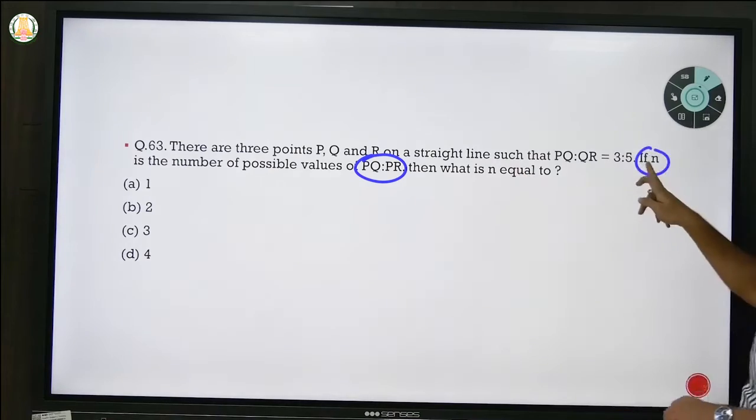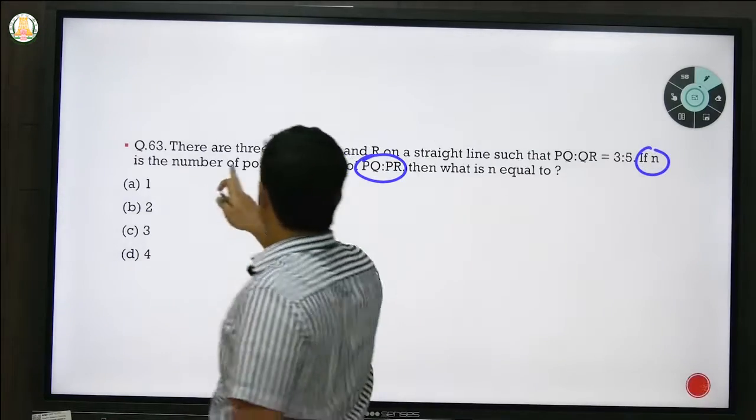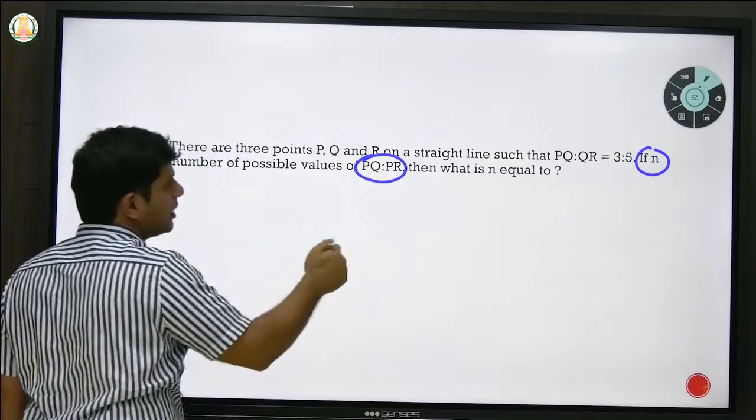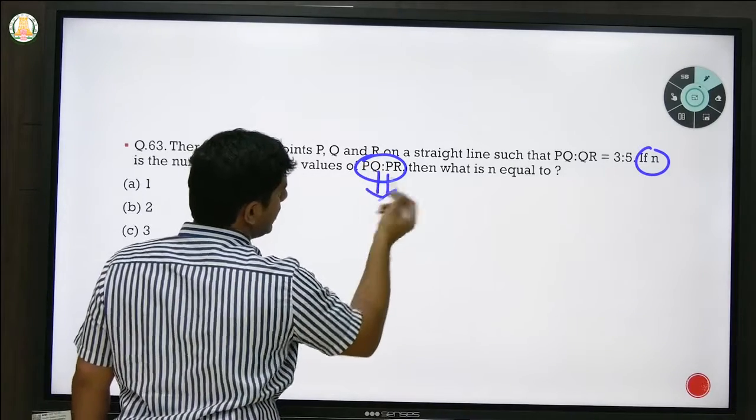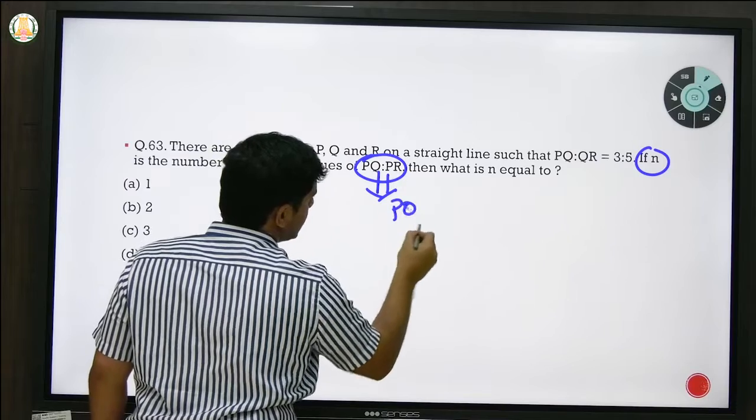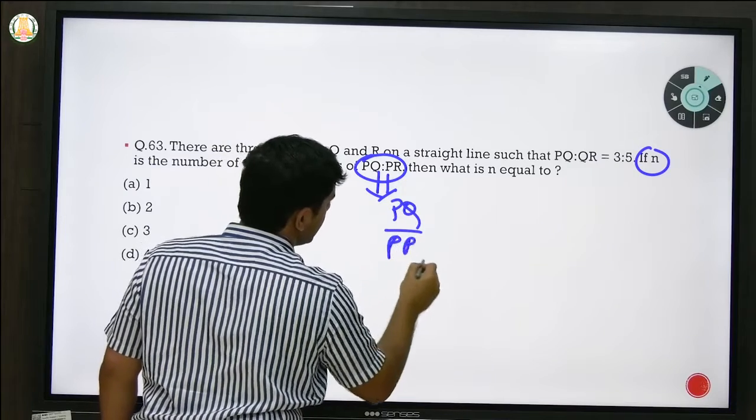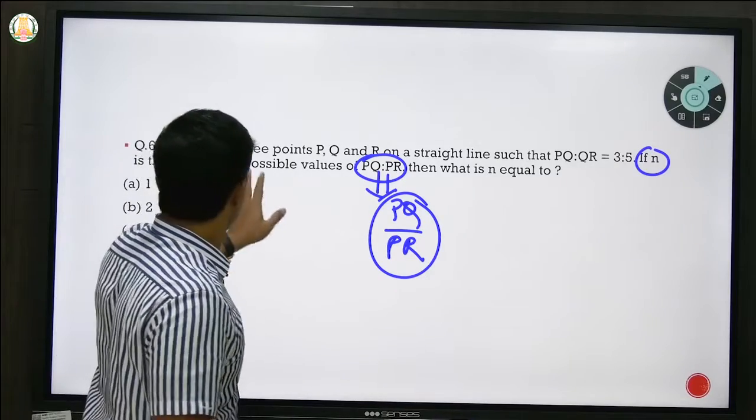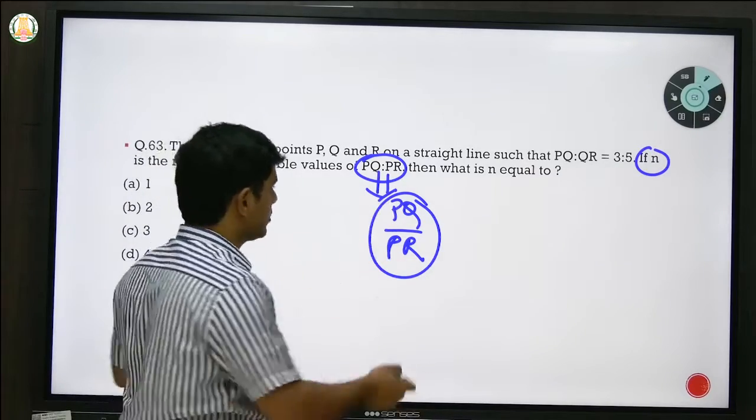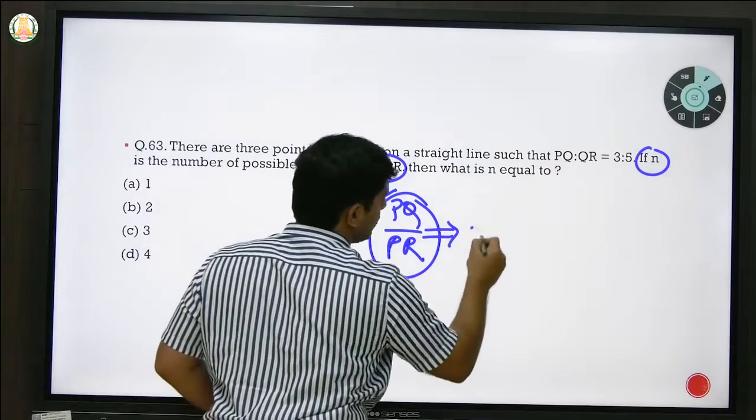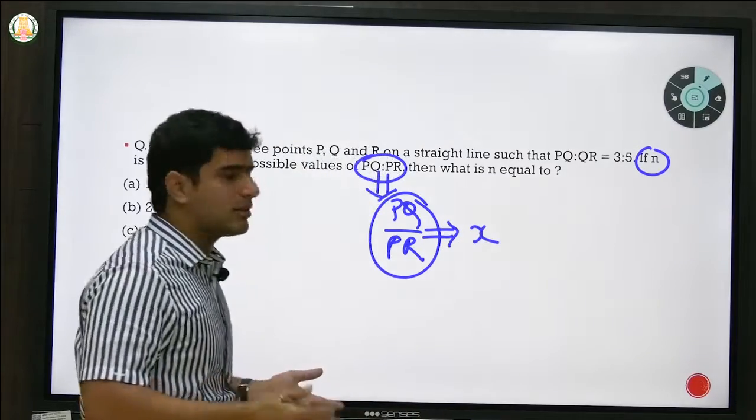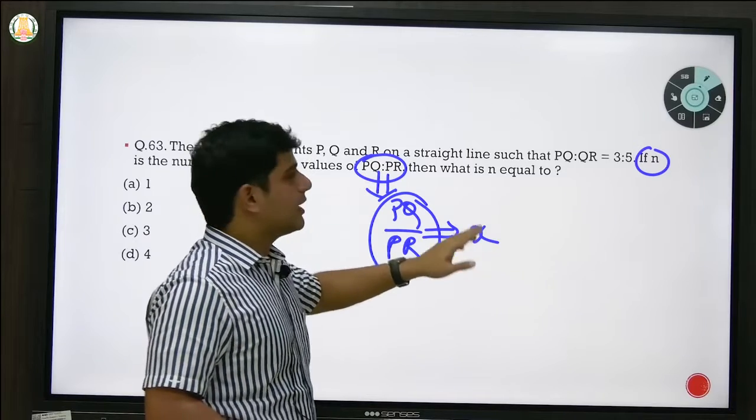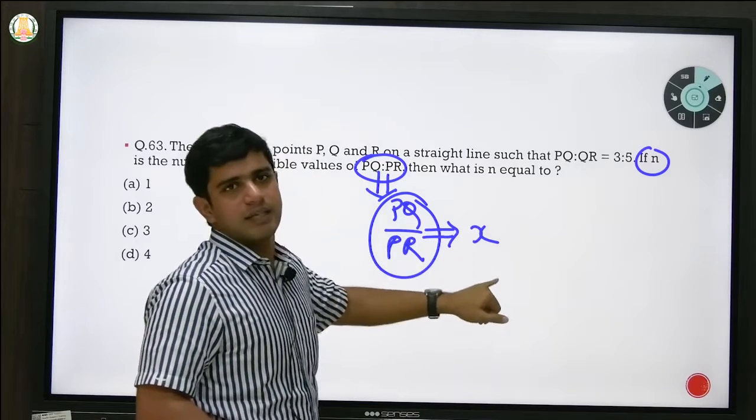If you read properly what he's saying, if n is number of possible values of PQ is to PR, so basically this is nothing but a ratio. You can also write this as PQ by PR. This is just a convenient form of representation. So what is he saying? This fraction will have multiple values. You can assume it to be some variable x. So basically he is saying there are multiple values of x. There are n number of possible ways of writing x.